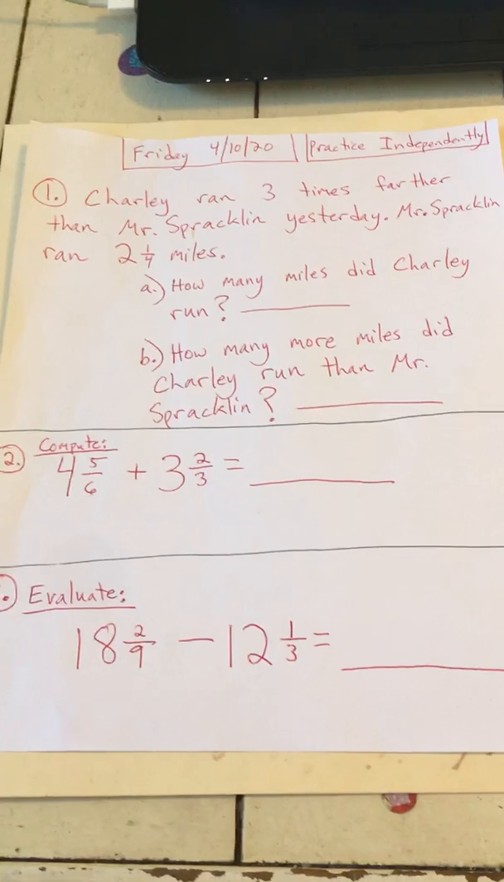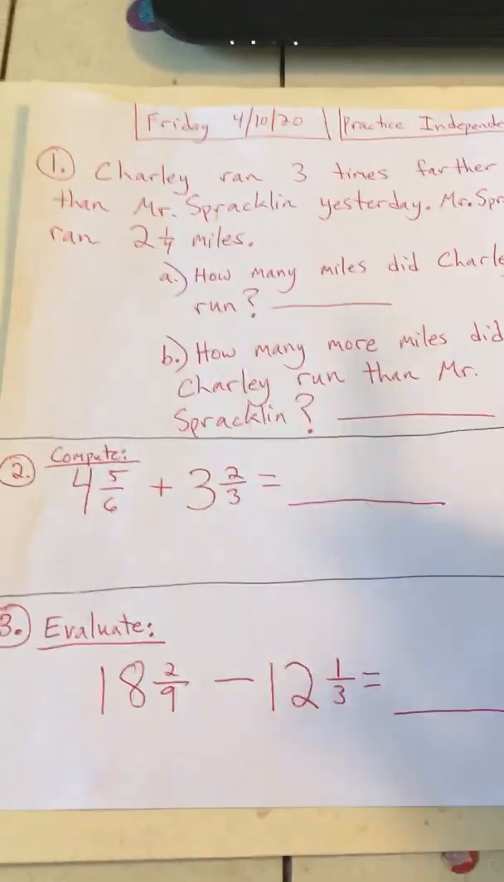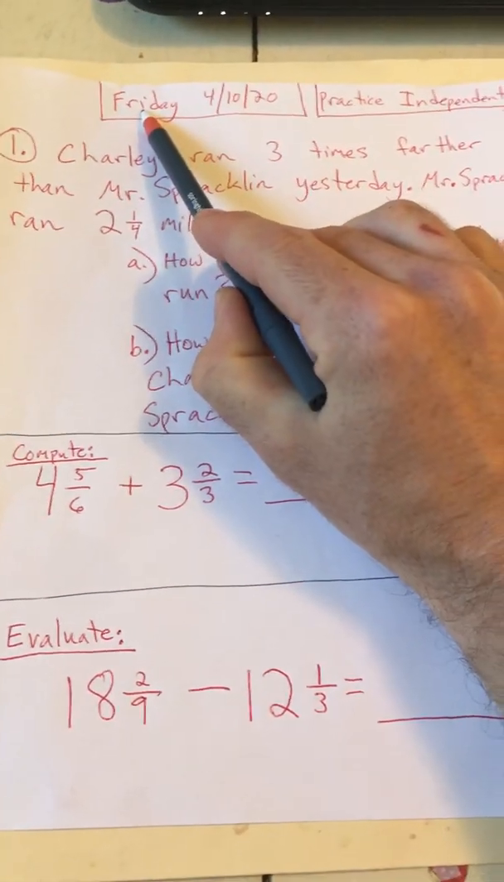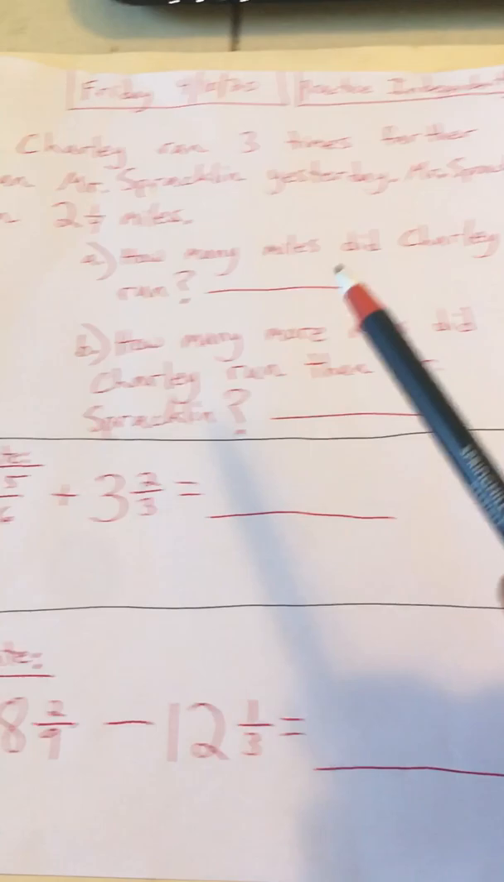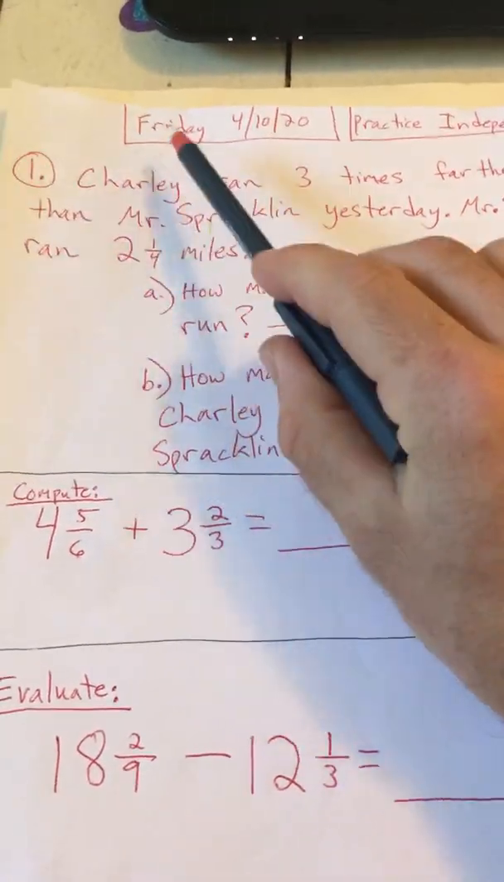This week should be a little easier because of these problems. I know it says Friday, that's the day you were given them. Today is actually Monday the 13th, April 13th, 2020. So the assignment that you'll find this on is Monday, April 13th, okay?